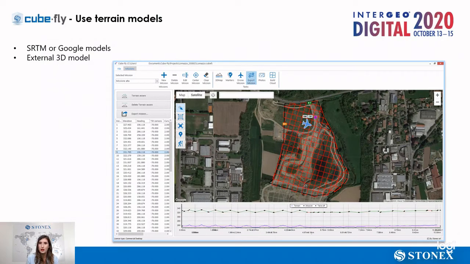You see that once you consider the terrain model, you have a preview of what your mission will be. You see in the lower part of the screen the mission that is in green follows the terrain, which is in blue.